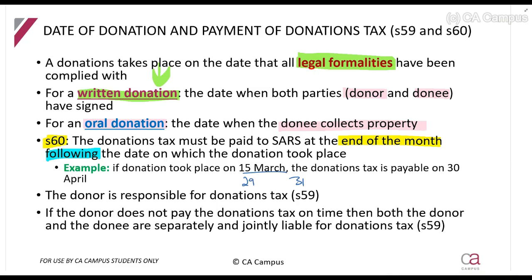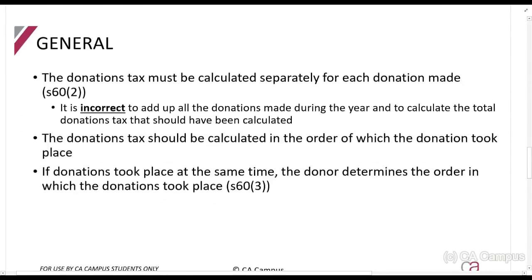Who is responsible for it? Per section 59, the donor, so the person making the donation, is responsible for it. However, section 59 also says that if the donor does not pay the donations tax on time, then both the donor and the donee become liable for it, separately and jointly. So it means SARS can either go to both of you and say pay, or to one of you and say you must pay. That might seem a bit crazy, but remember there's an asset involved which can potentially be sold if it has to.